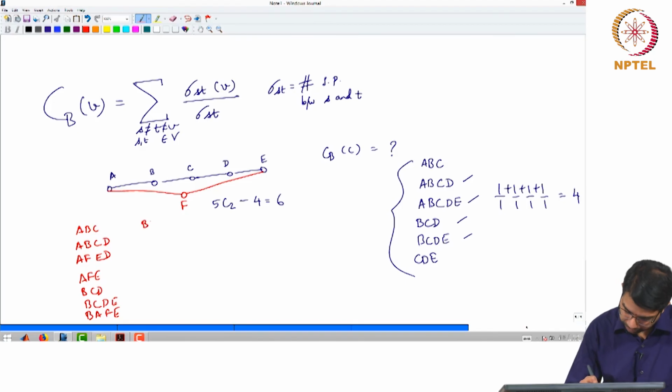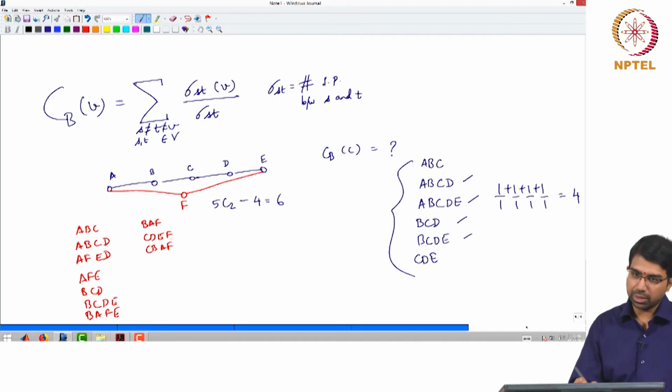B, A, F is the shortest path. C, D, E, F is the shortest path, C, B, A, F is the shortest path. You have to actually worry about it in all the other directions as well, but as long as you do one direction correctly, there is no problem, right.